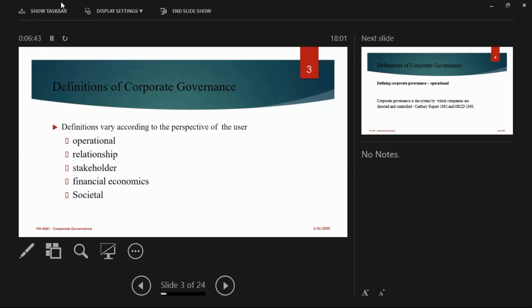How the company should be directed and controlled. We are talking about how a company should be directed and controlled, these good practices. For that, if we take 5 different people, they will give 5 different definitions. So these are the few aspects that we will talk about today: operational aspect, relationship aspect, stakeholder aspect, financial economics aspect and societal aspect.